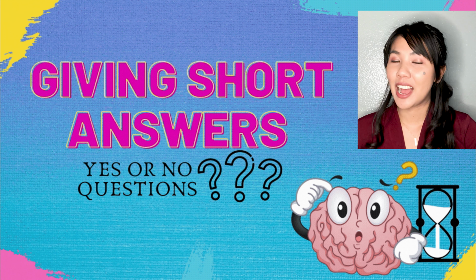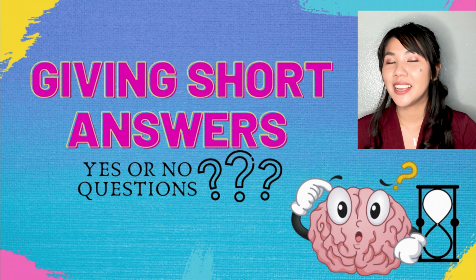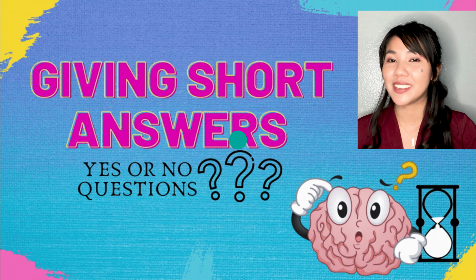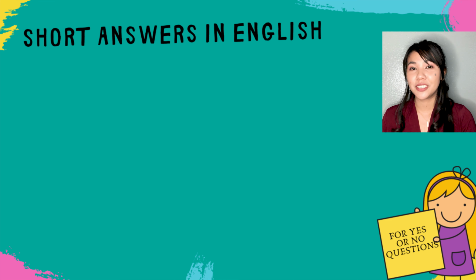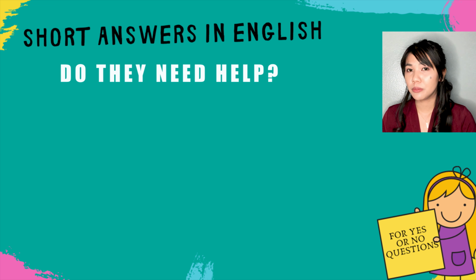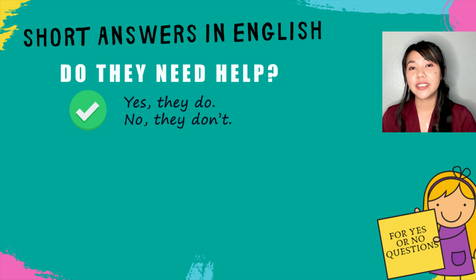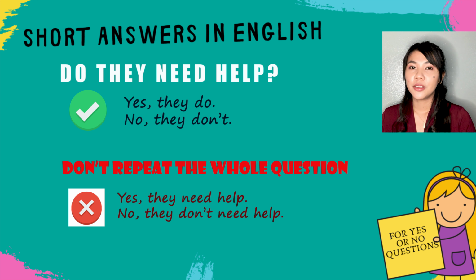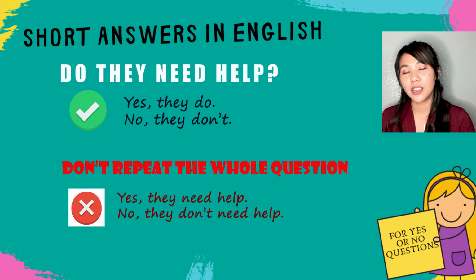Now that we've learned how to make questions in present simple, let's look at how we give short answers in English. So in real conversation, when someone asks you a question, we don't really repeat the whole question in our answer. We just give what is called a short answer. Let me give you an example. If someone asks, do they need help? You can just answer, yes they do, or no they don't. You don't have to say, yes they need help. You don't need to repeat the whole question in your answer. Just give a short answer. Yes they do, no they don't.